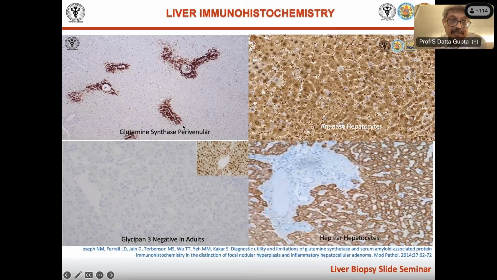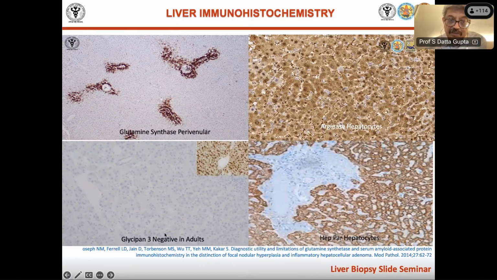This glutamine synthetase is found in, you see this? Which area is this? It is found in the perivenular area of the liver. Glypican 3 is absent in adults. Arginase is present in hepatocytes. So if you want to find out whether a tumor is hepatocytic in origin, you can do arginase. If you want to find whether it's malignant or not, you can do glypican 3.